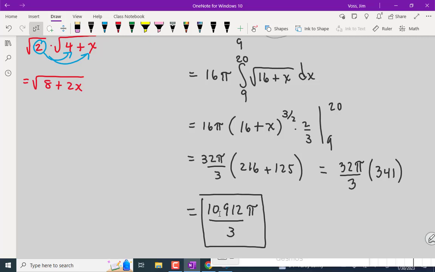Why do we have addition, 216 plus 125? Shouldn't that be subtraction? That's a great point. Yeah, that number seems so big. There is the mistake right there. Thank you. Everyone notice that? Plugging in the 20, we always subtract off. Or we should be subtracting there.